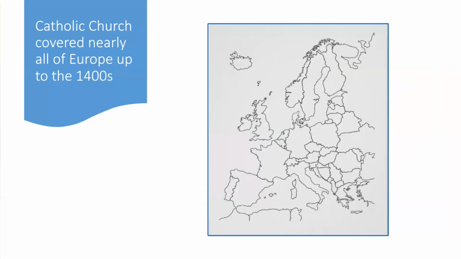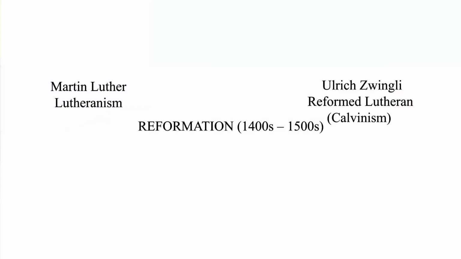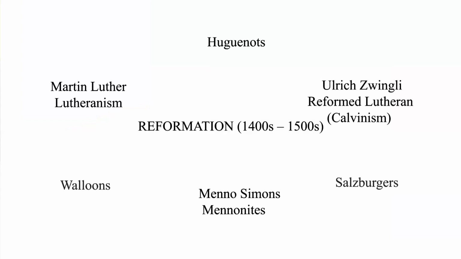This changed with the Reformation. The Reformation occurred in the 1400s and 1500s with Martin Luther in Germany, Ulrich Zwingli in Switzerland, Menno Simons in the Netherlands, and it also included the Walloons, Huguenots, and Salzburgers.